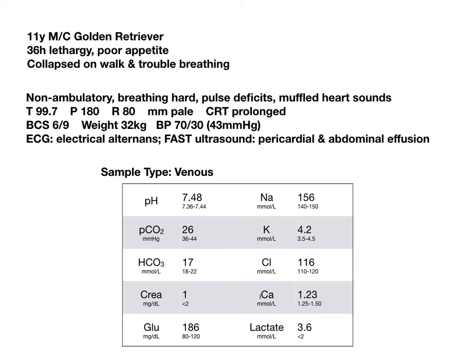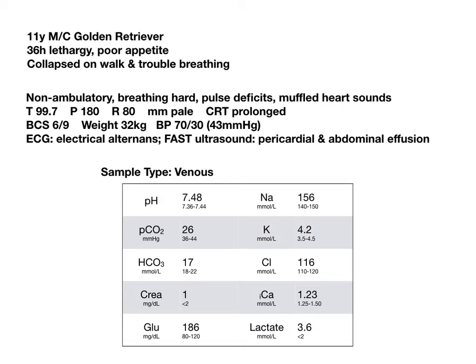Mucous membranes are pale with a prolonged capillary refill, the heart's difficult to hear, pulses are weak with pulse deficits, and he has an abdominal fluid wave. IV access is immediately obtained, blood collected for analysis, and he's connected to the monitoring gear. The ECG shows electrical alternans, and the fast ultrasound shows pericardial and abdominal effusion. About this time, the blood gas comes back, and here's what we've got.